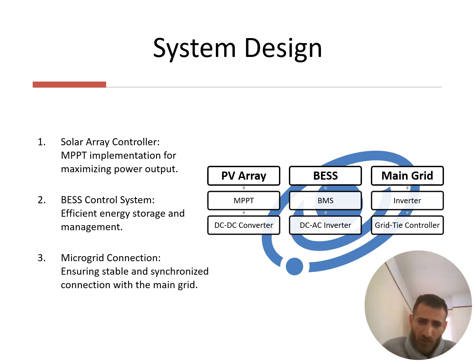A more insightful view of our system design and the system components. Our system design includes the solar array controller, which implements MPPT to maximize output power. The BESS control system ensures efficient energy storage and management, of course. Additionally, our design includes strategies for maintaining a stable and synchronized connection between the microgrid and the main grid through a resynchronization system. The block diagram illustrates the primary components of the microgrid system, highlighting the integration of the PV array, BESS, and the main grid.